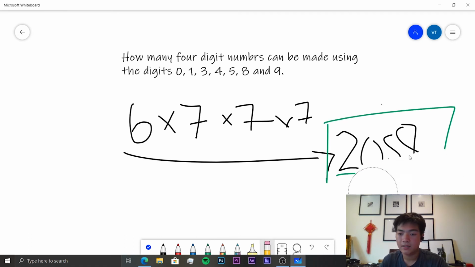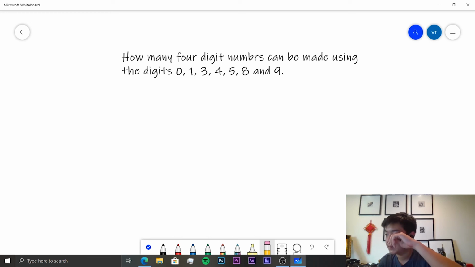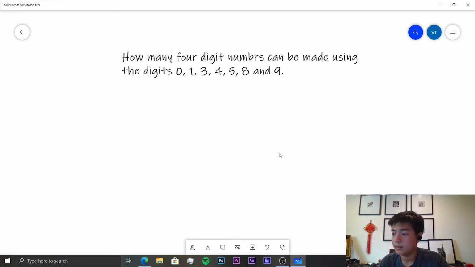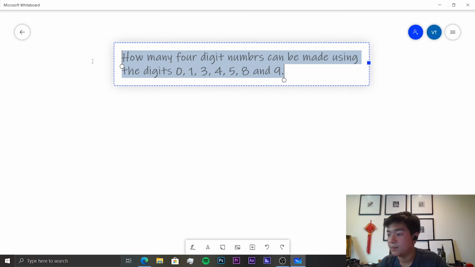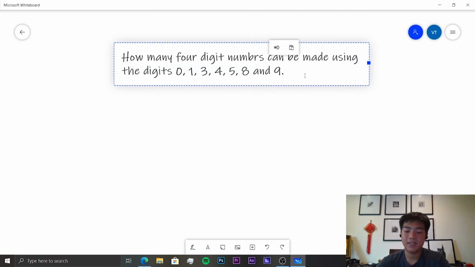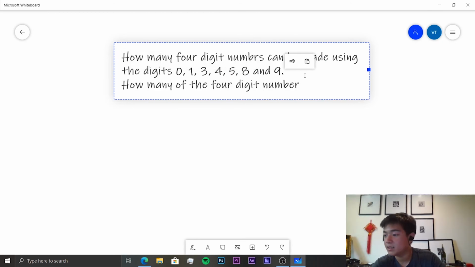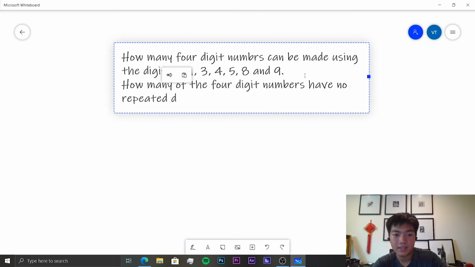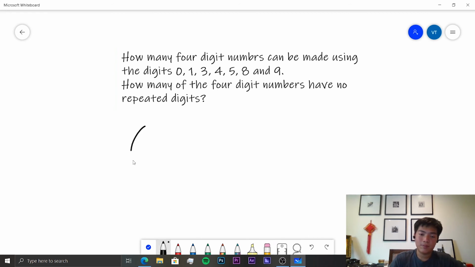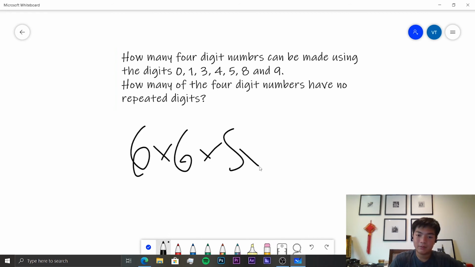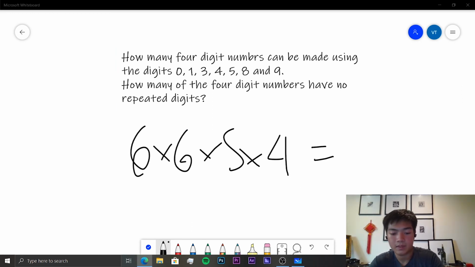Okay, so let's try maybe a harder one. This is actually a multi-step question. So now we have to answer how many of the 4-digit numbers have no repeated digits. Well, we solved this one earlier. If you remember, it's 6 times 6 times 5 times 4, which is equal to 720, and that is correct indeed.